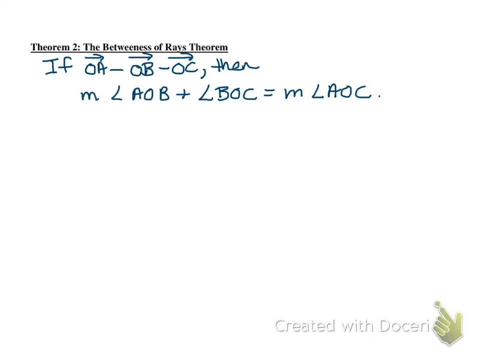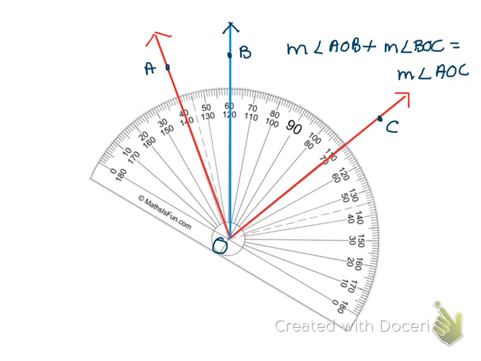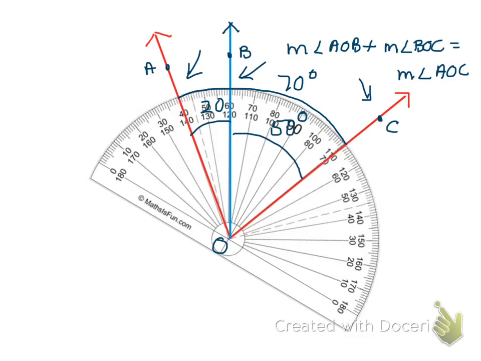So let's look at what that has to do with our protractor. Our theorem says as long as OB is between OA and OC, then the measure of angle AOB, which in this case is 20 degrees, plus the measure of angle BOC, which is 50 degrees, is going to equal the measure of angle AOC, which we had already established was 70 degrees.